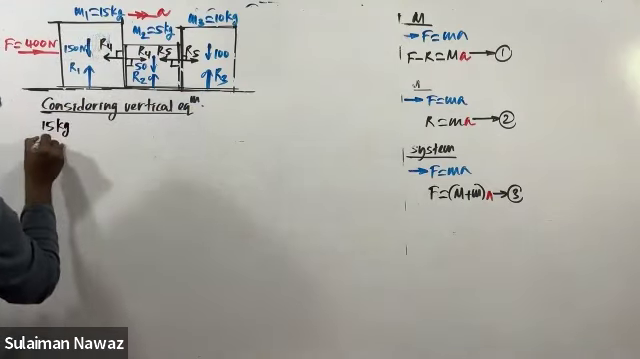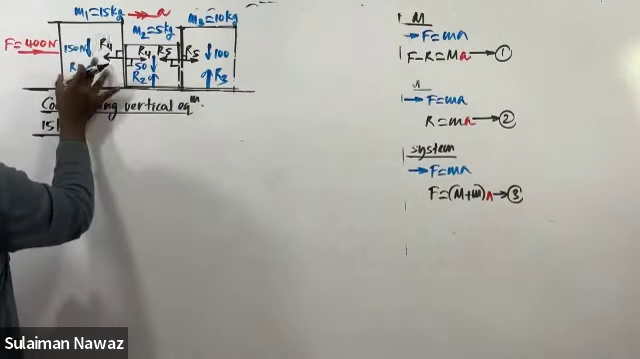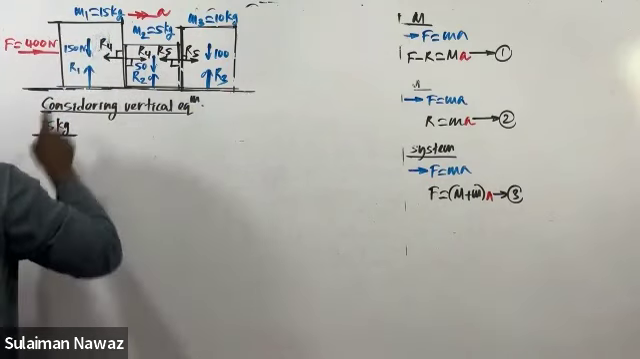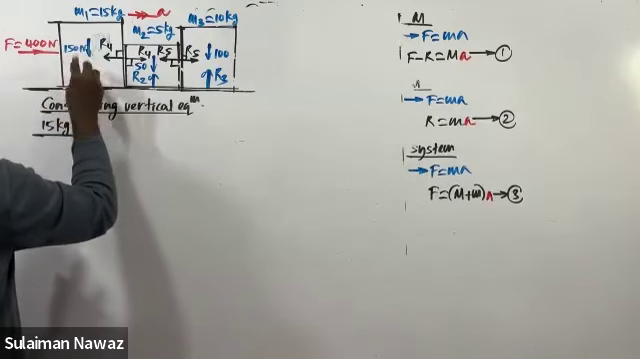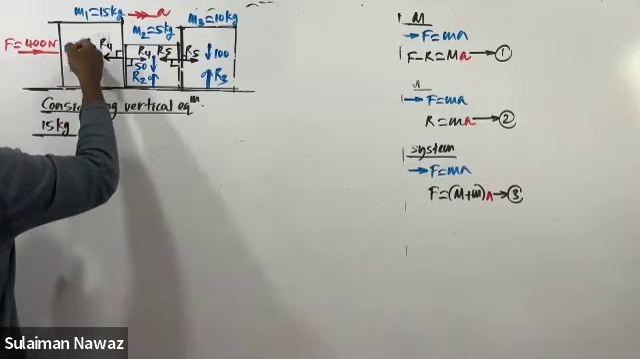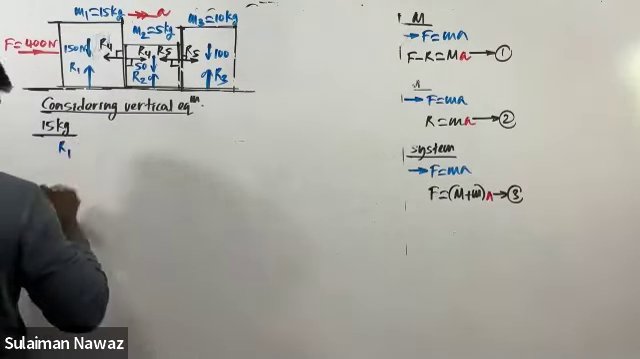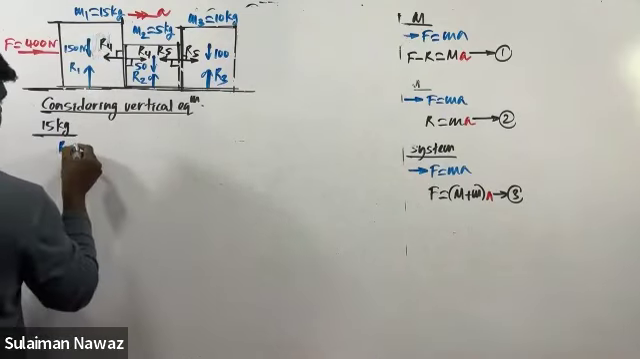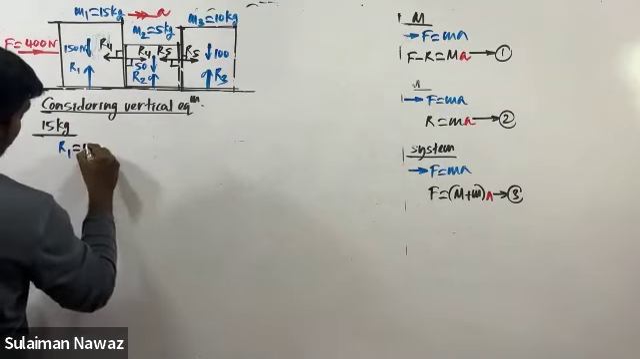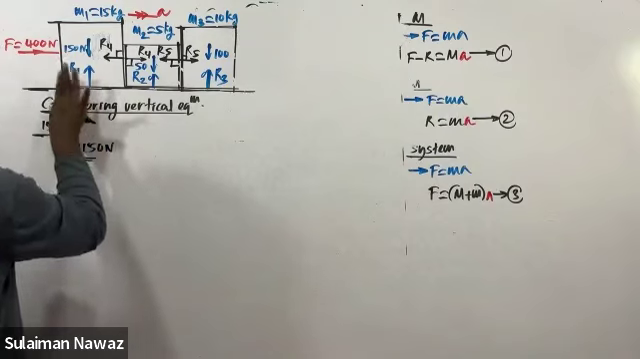How many forces are on M1, the 15 kilogram mass? There are 1, 2, 3, 4 forces, but only two vertical forces: R1 upwards and the 150 weight downwards. Therefore, R1 must be equal to 150 newtons. Easy. I found one normal reaction force, R1.